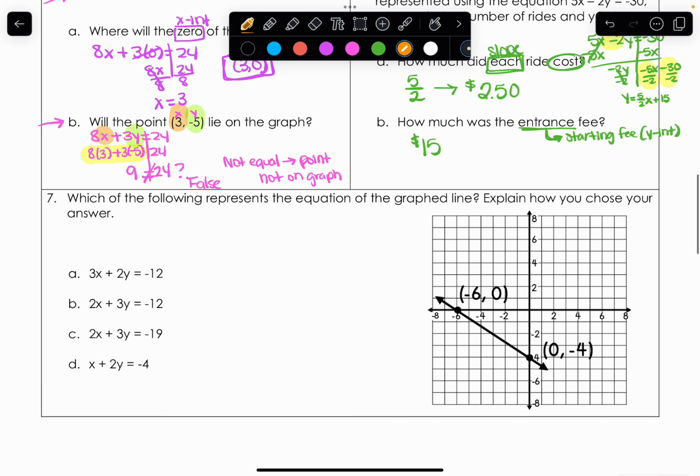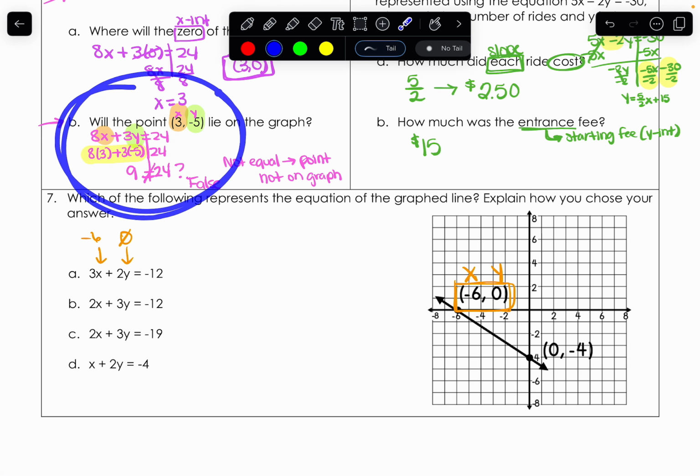Last one. Which of the following represents the equation of the graphed line? Well, there's a couple of different ways that you can answer this question. One way would be to take each one of these equations and solve them for y, but I believe that is the longest way. The shorter way is going to be to take one of the points and plug it in. Plug in the x and the y value. So you're going to plug in negative 6 for x and 0 for y, just as we did in this problem.